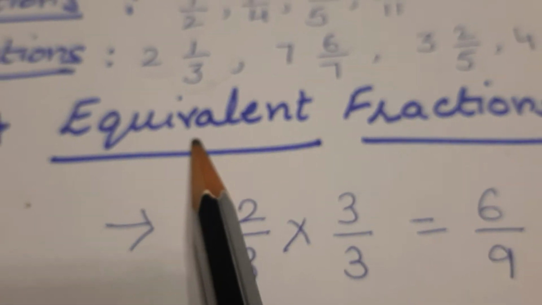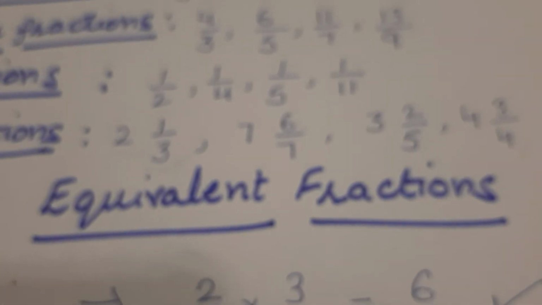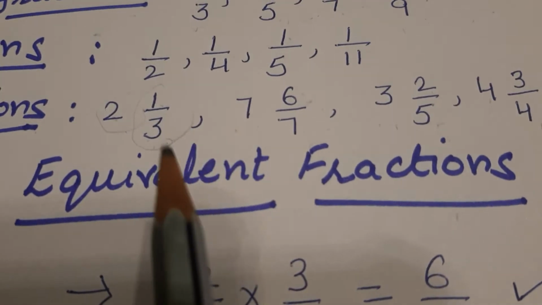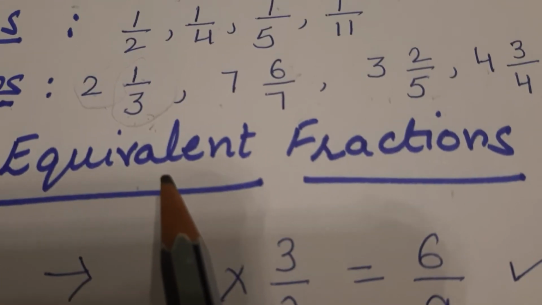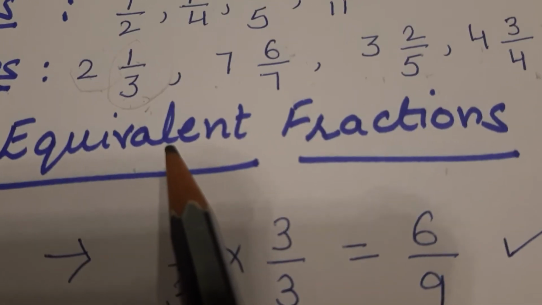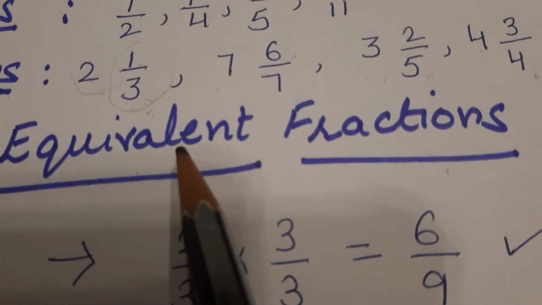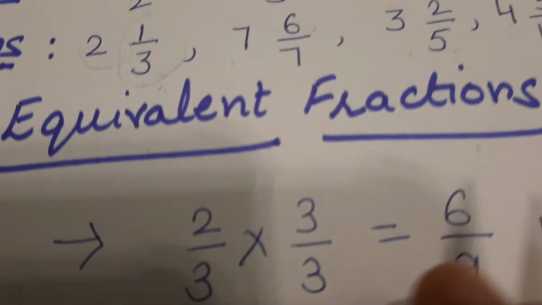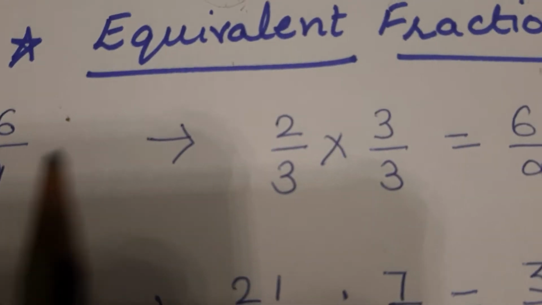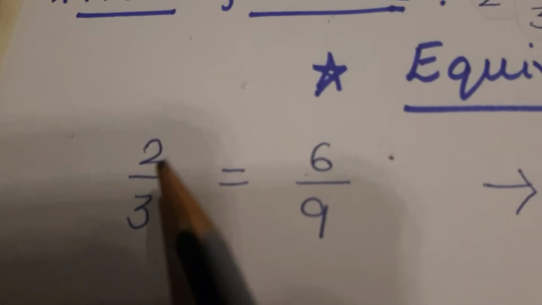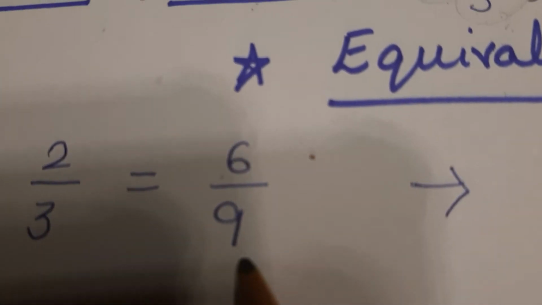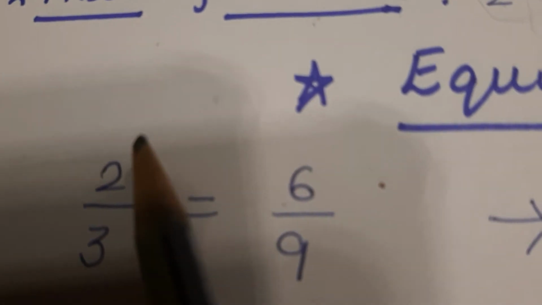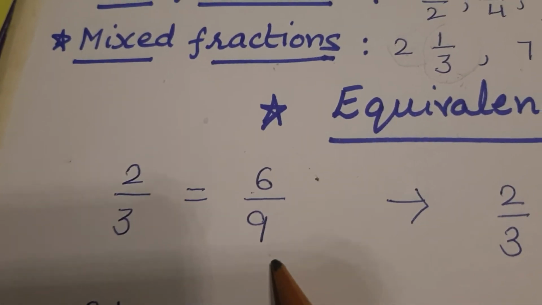Okay, next topic is equivalent fractions. Now children, what are equivalent fractions? Equivalent fractions are those 2 or 3 fractions that look different but their values are the same. Okay, how? Let's take an example. I am taking here 2 fractions. One is 2 by 3 and the second is 6 by 9.